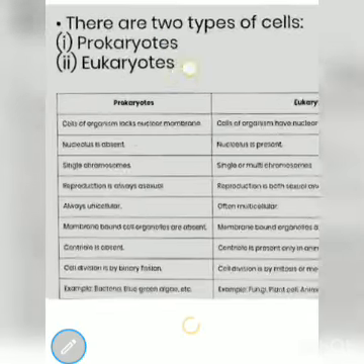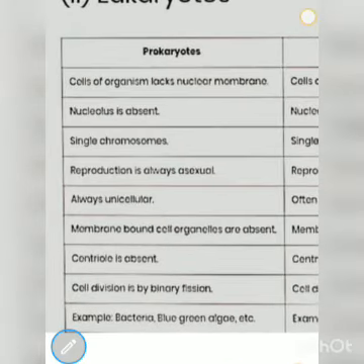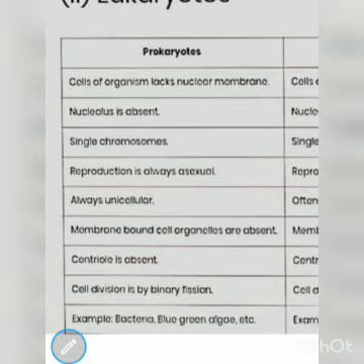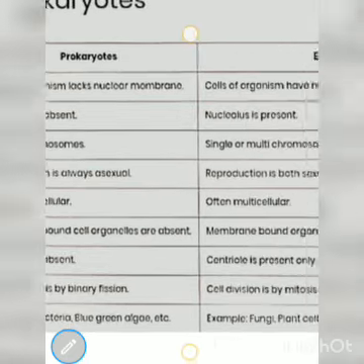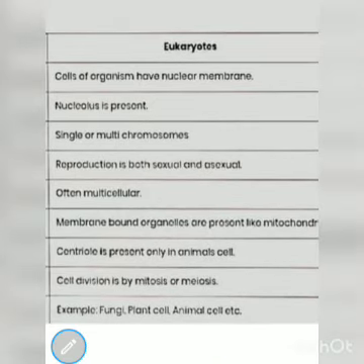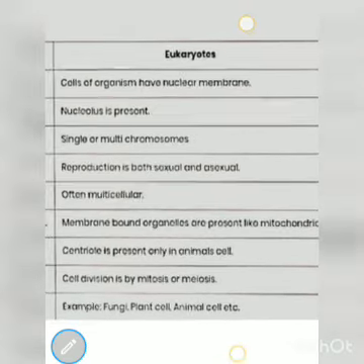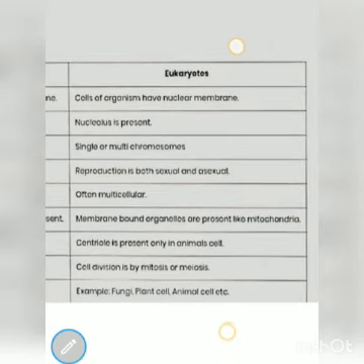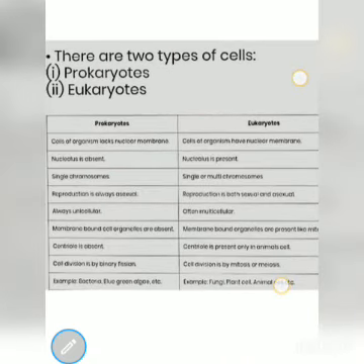You can take the snapshot for prokaryotes, and also you can take the screenshot for the eukaryotes. Okay, now look at it. Now let us discuss all these points.